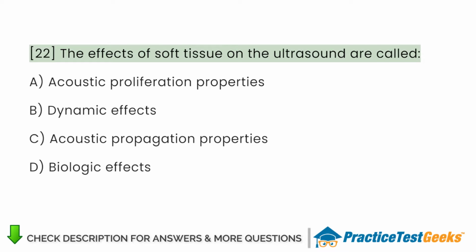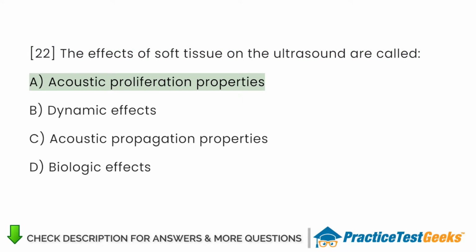The effects of soft tissue on the ultrasound are called: A. Acoustic proliferation properties. B. Dynamic effects. C. Acoustic propagation properties. D. Biologic effects.